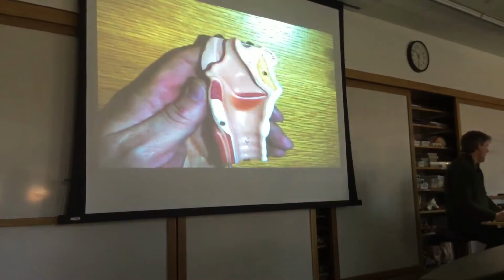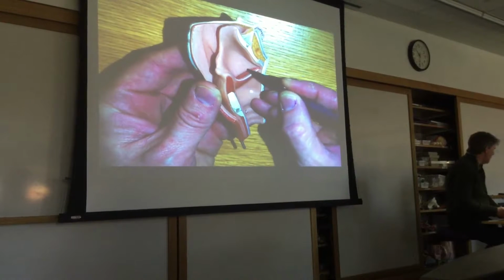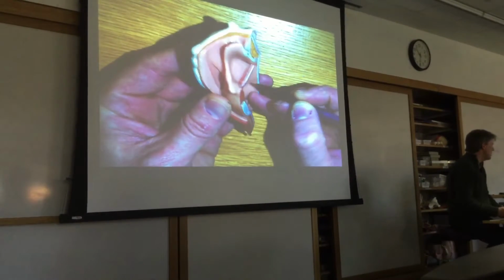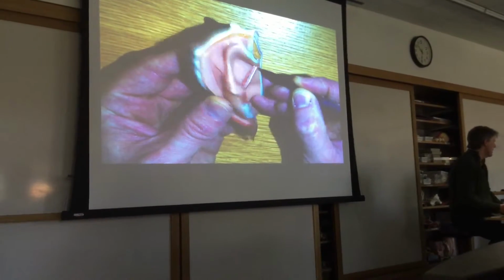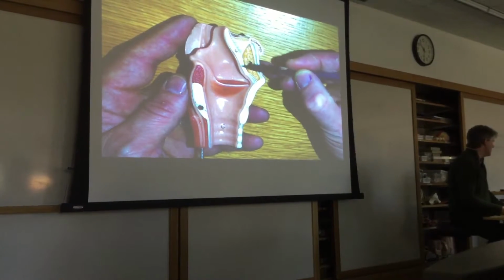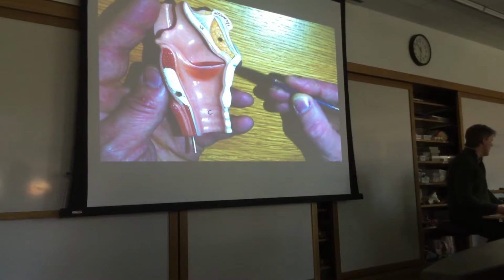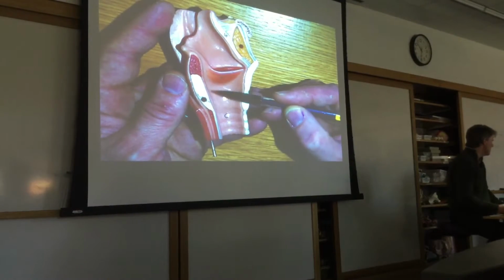So here we go. I don't know if you can see it really well, but there's a little fold right up here on top. That's a false vocal cord. It lies superior to your actual true vocal cord, which is right there. Again, on this sideways view, this would be the epiglottis. This up here would be the thyroid cartilage. This down here would be the cricoid cartilage.